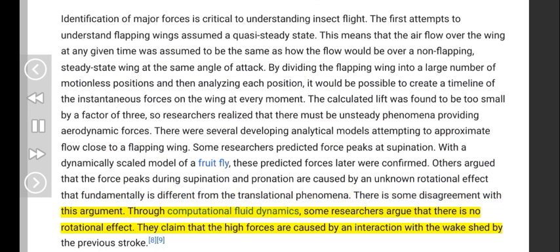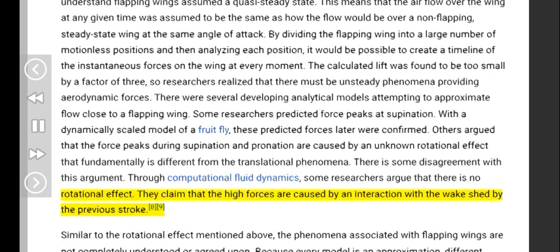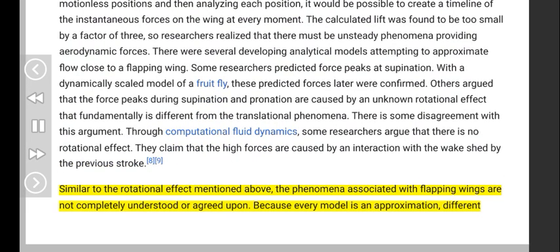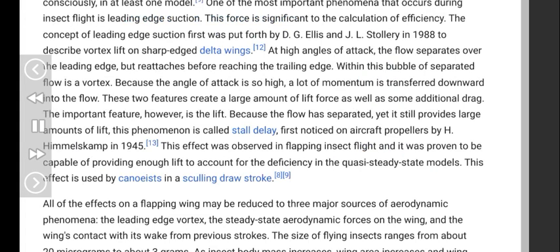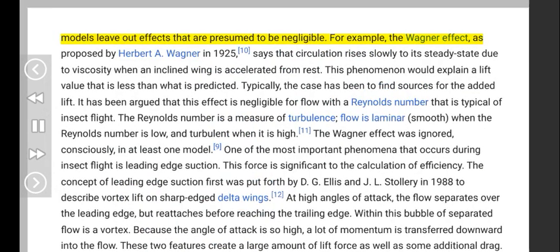Through computational fluid dynamics, some researchers argue that there is no rotational effect. They claim that the high forces are caused by an interaction with the wake shed by the previous stroke. Similar to the rotational effect mentioned above, the phenomena associated with flapping wings are not completely understood or agreed upon. Because every model is an approximation, different models leave out effects that are presumed to be negligible.